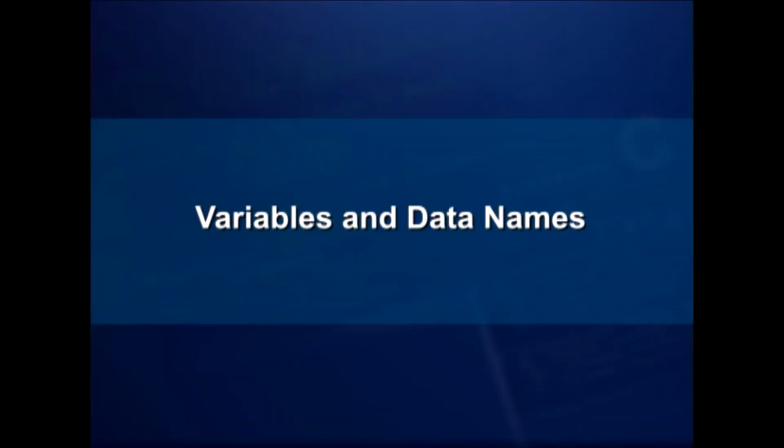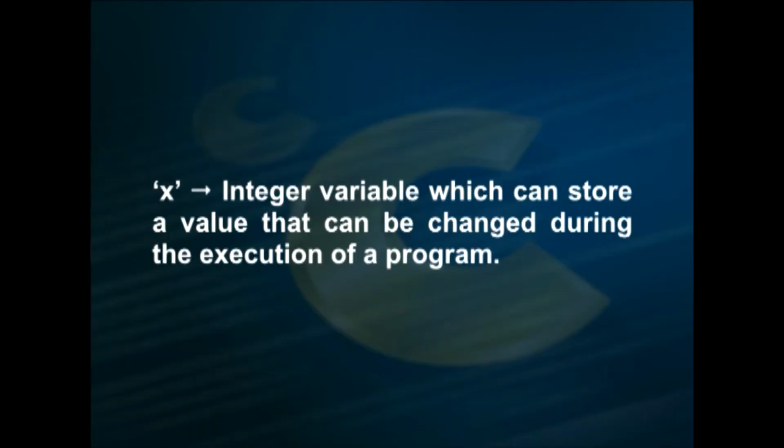Variables and data names. A variable is an entity that may vary during program execution. For example, let x be an integer variable which can store a value that can be changed during the execution of a program. Let x equal 5.